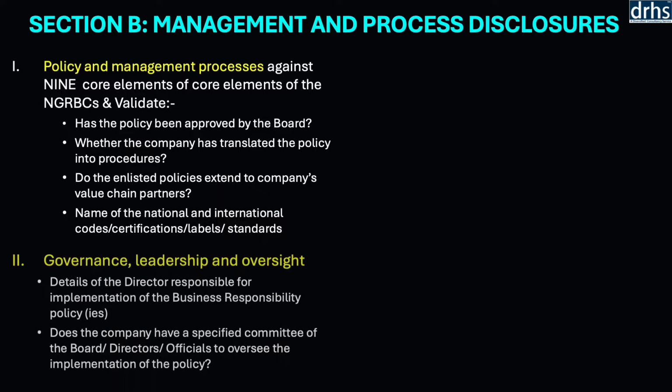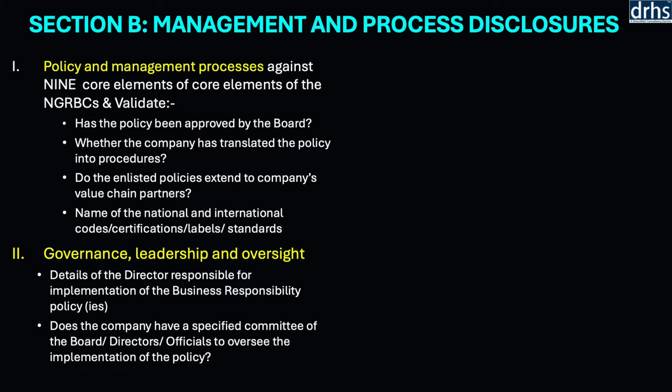The next part of this section deals with governance, leadership and oversight, where it gives details of the director responsible for implementing the business responsibility policy or policies. Further, it also explores whether the company has specified committees of the board of directors or officials to oversee the implementation of the 9 core business principles.